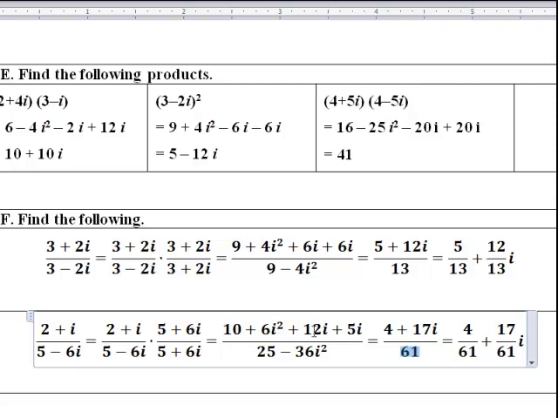2 times 6i is 12i. i times 5 is 5i. Combine these two here, that's 17i. Combine these two here is 4, because that i squared, being a negative 1, says then 10 minus 6, and that equals 4, and then split it up. Real part 4 over 61, imaginary part 17 over 61.